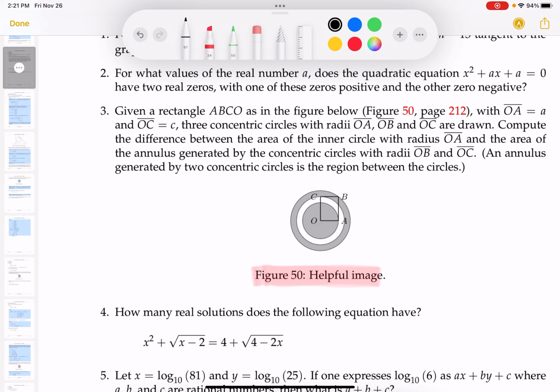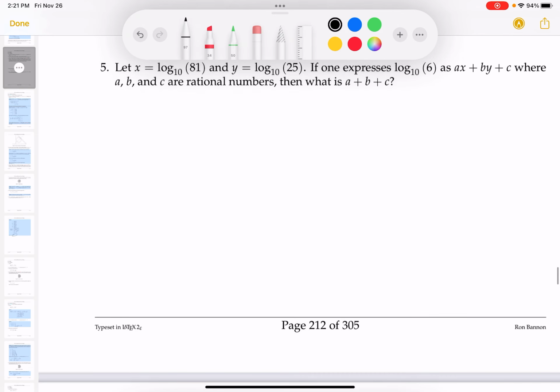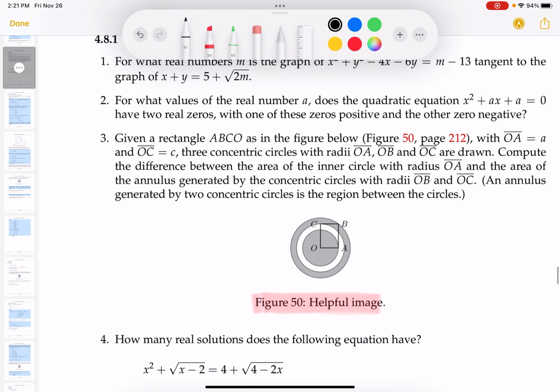So it says, given a rectangle ABCO. I see it in the figure below, figure 50 on page 212. Let's make sure it's 212, right? Yep, I'm seeing it. With OA equal to A. I'm going to write that down now. So OA, the length of that side, is just A units long. And it says OC is C. So that side is C, and this turns out to be A. I have to be very careful. It says there are 3 concentric circles with radii OA. That's a small circle.